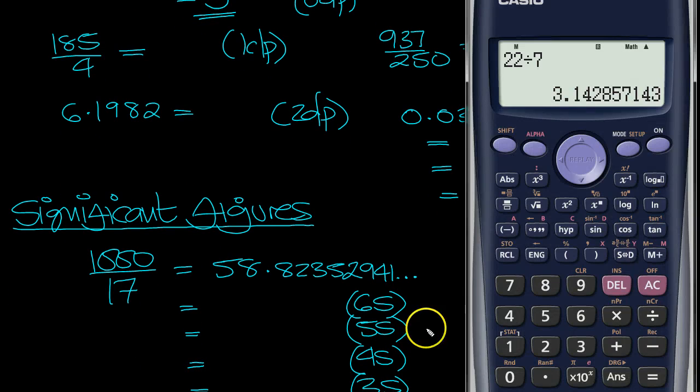185 over 4, and that's to 1dp. So 185 divided by 4 is 46.25. So that's 46.25 to 1dp. This is a 2, but this is a 5, so we round up, 46.3.